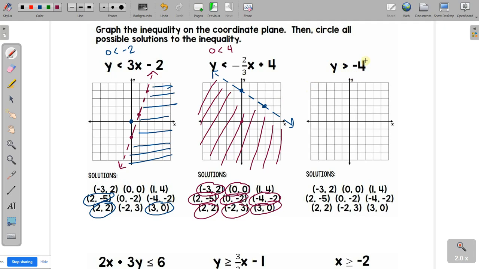y equals -4. So here we have no x. It's a y equation, so that is going to be a horizontal line at the value -4. Think of it as a y-intercept. There's no slope, so it's just going to hit at the y-intercept. Now we need to determine if it's solid or dashed, and it is a dashed line. So we created a dashed line.